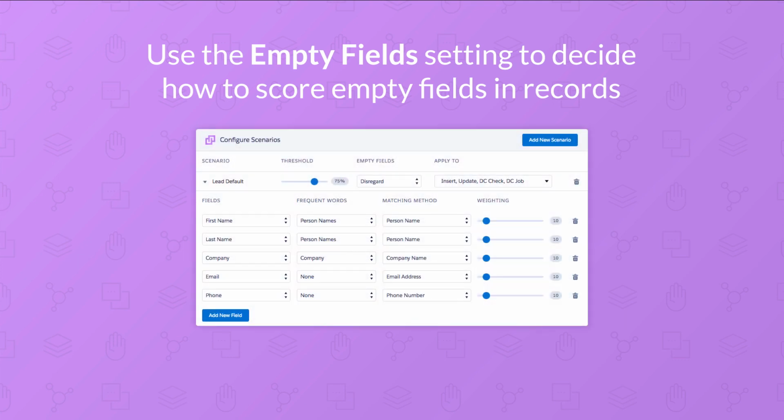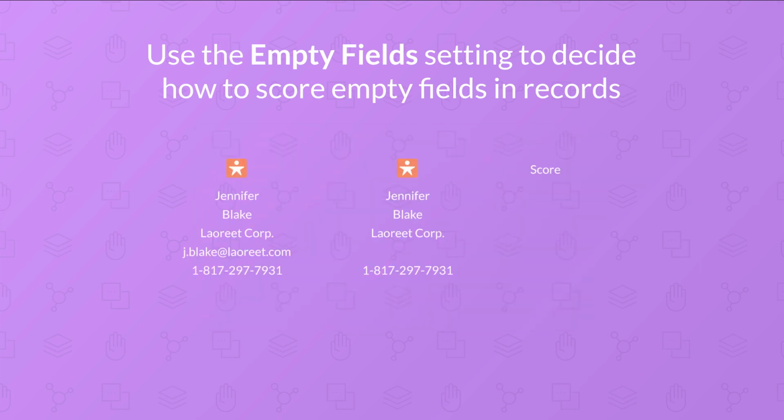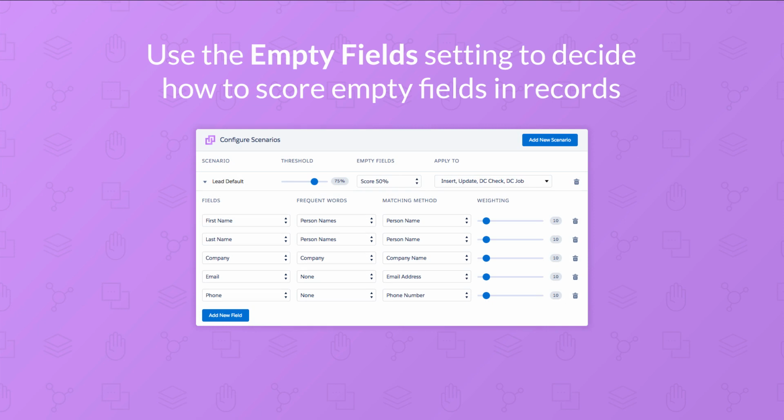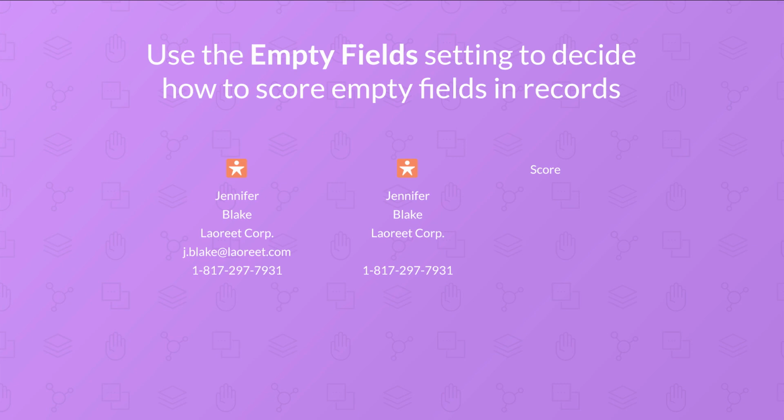By setting the empty field setting to a score of 50%, we take into account the email address field for 50%. Since it's not a match, it affects the matching percentage and cannot reach 100% matching percentage anymore. By setting the empty field setting to a score of 0%, we take into account the email address field fully and give the non-match a score of 0% and will affect the matching percentage even more.